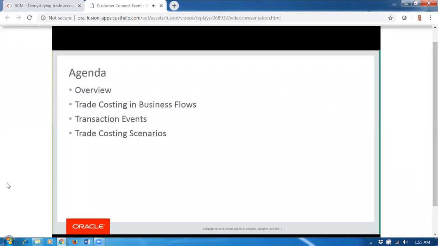Like I said, we're going to give you an overview of trade accounting with examples of trade costing and business flows. We're going to take examples of intercompany procurement. We also call it global procurement, which is a legacy name you can keep in mind. We're going to talk about internal material transfers and the process as well. We will talk about internal dropship, which we call intercompany dropship, and see how these events happen in those scenarios.